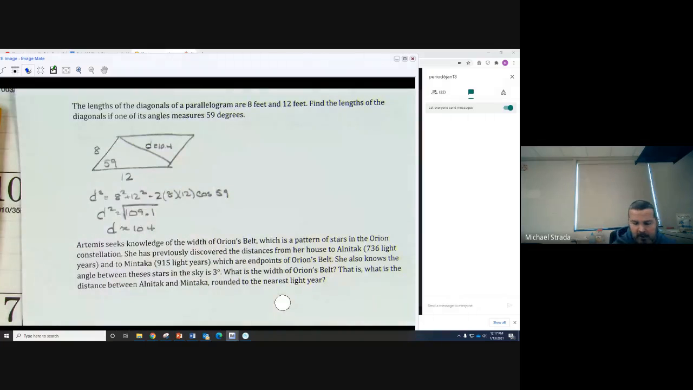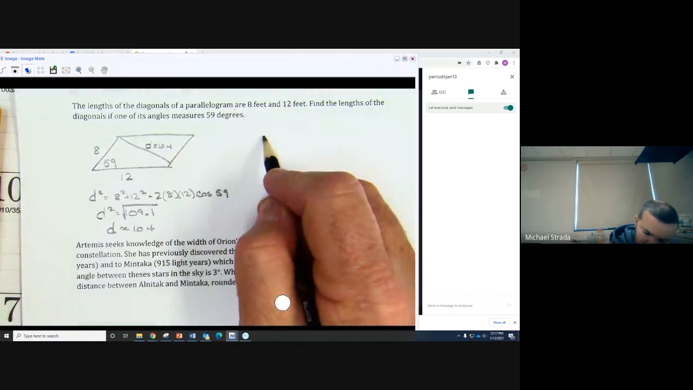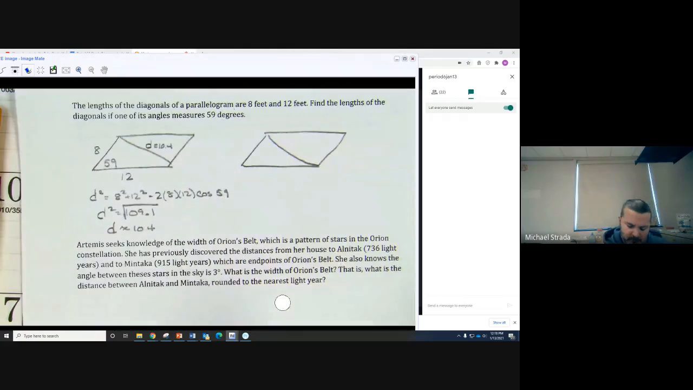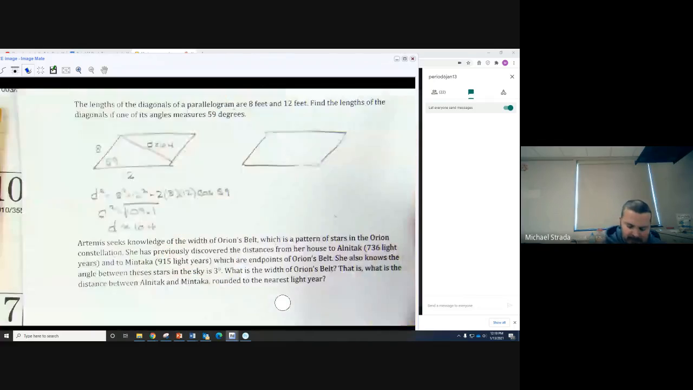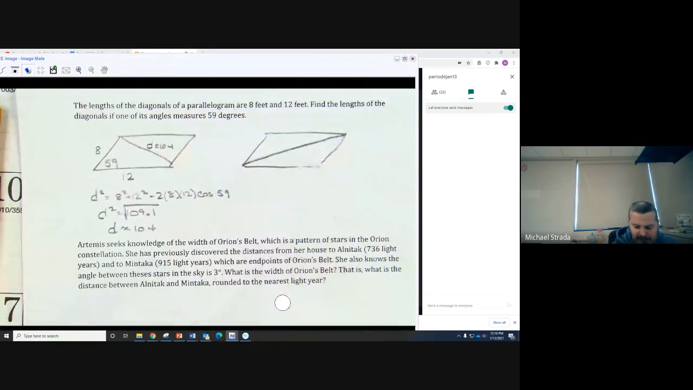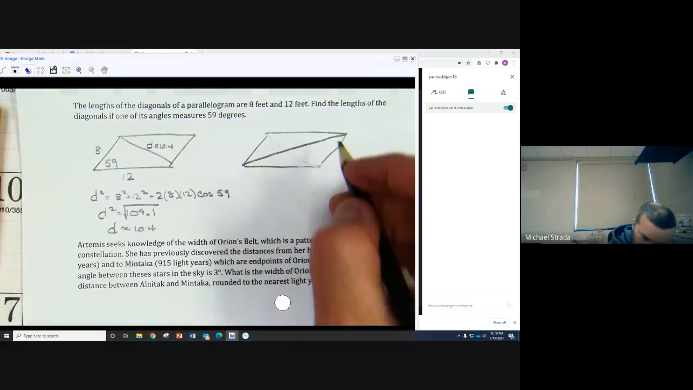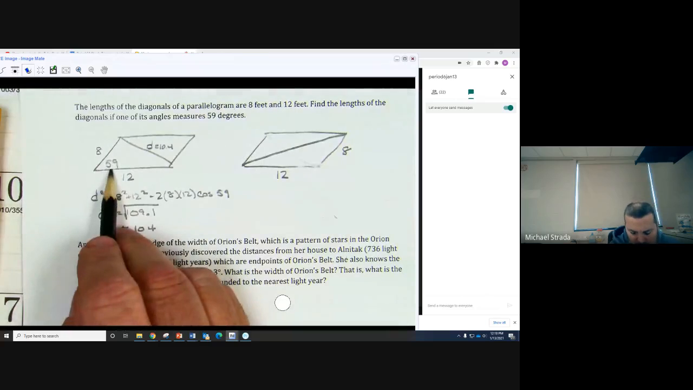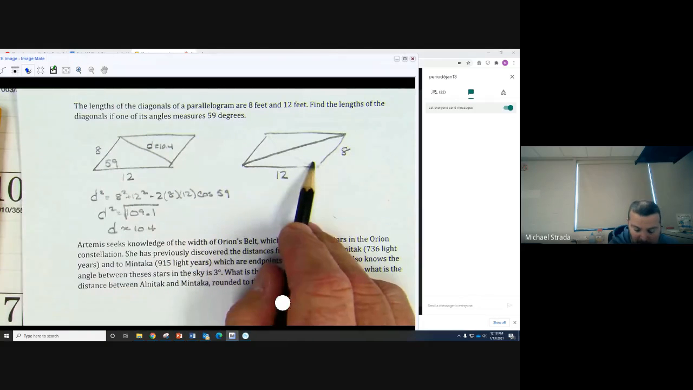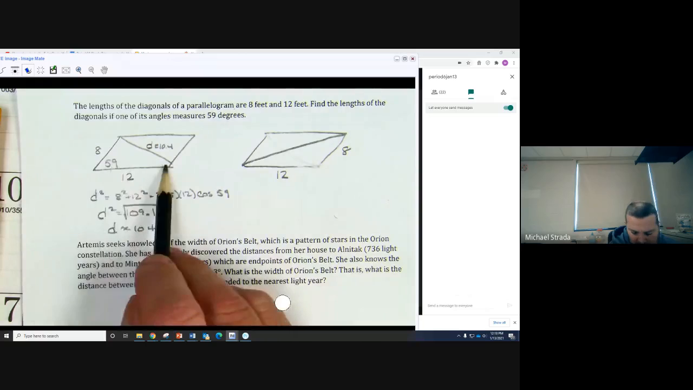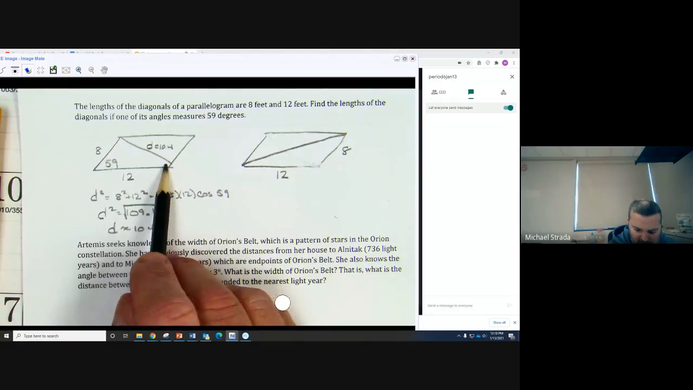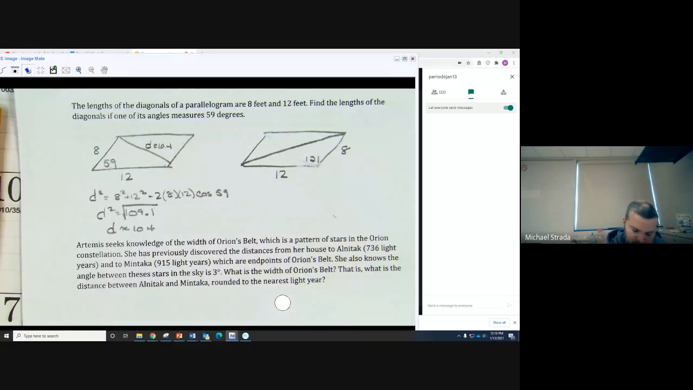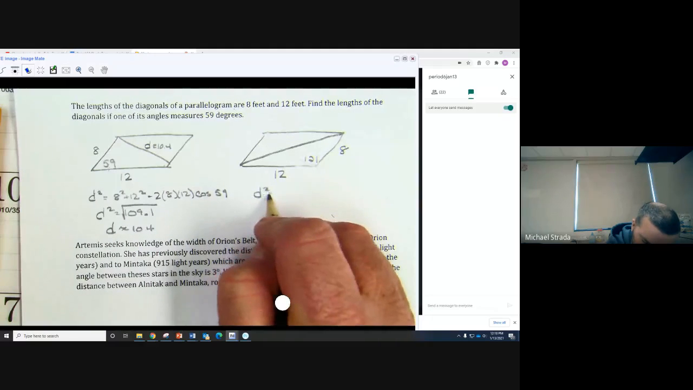What you have to remember, ladies and gentlemen, is there's also another diagonal, and they are not congruent. So basically you have to get that diagonal as well. This is still going to be 8, this is going to be 12. The difference is instead of working with the acute angle, you're going to be working with the obtuse angle. For those of you that don't recall, consecutive angles of a parallelogram are supplementary, which means they add up to 180. That means that one's 121.